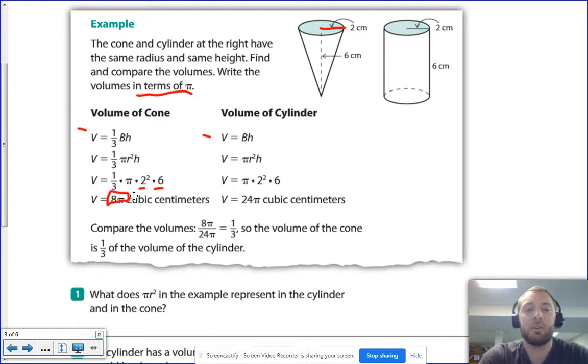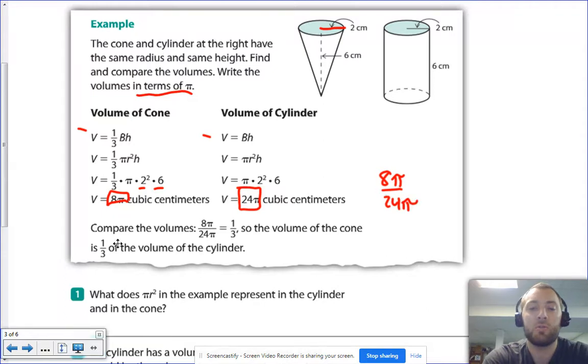The volume of the cylinder, area of the base times the height. We got pi r squared times the height, so it's just pi times 2 squared times 6. And the 2 squared is 4 times 6 gets you 24. So we have 24 pi cubic centimeters. If we want to compare the two, cone to the cylinder, it would be the 8 pi, that's the cone, to the cylinder, which is 24 pi.